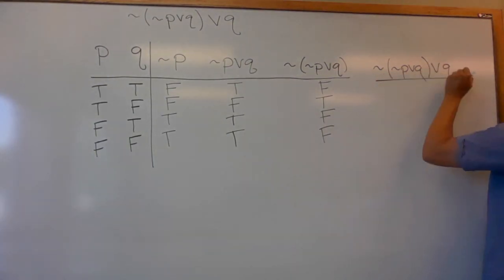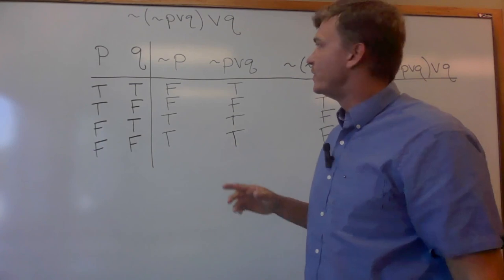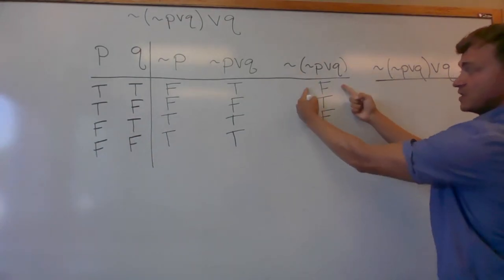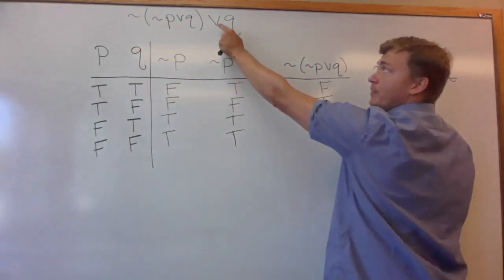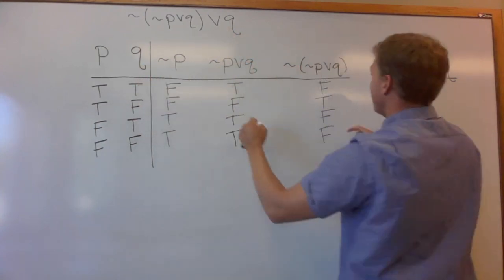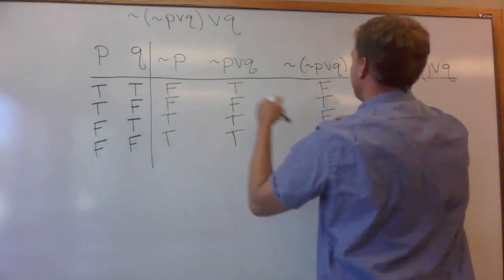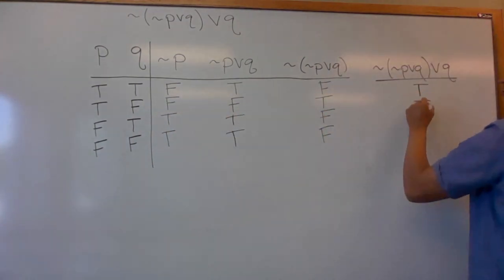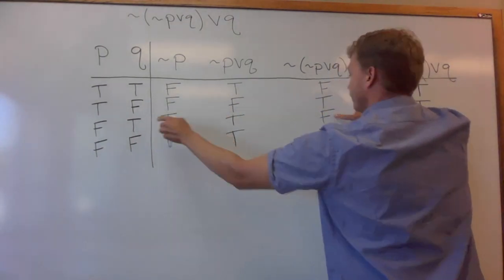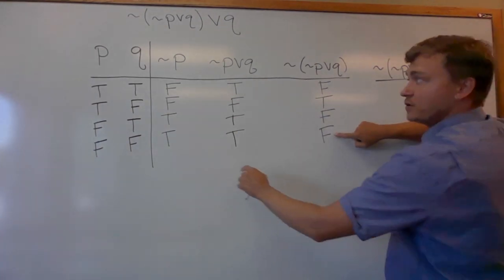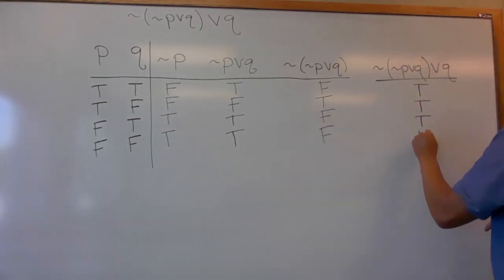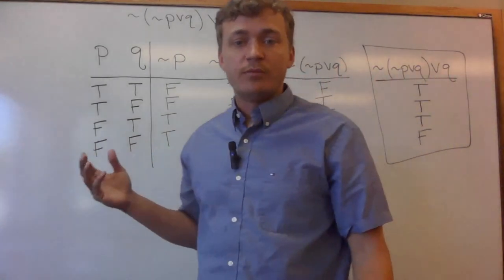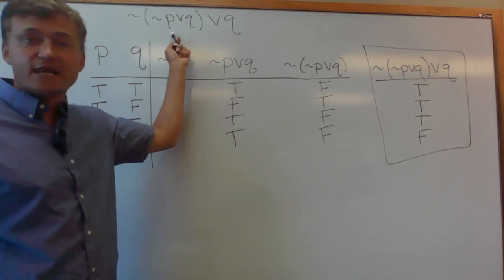Or Q. So it's the or connective, right? We see here that the last connective we end on is this or connective. That's our final piece. If I take this column here, which is this statement, and I combine it with our symbol here with Q, false or true is true. True or false is true. False or true is true. And then lastly, false or false is false. We have constructed our complete truth table for our statement here.